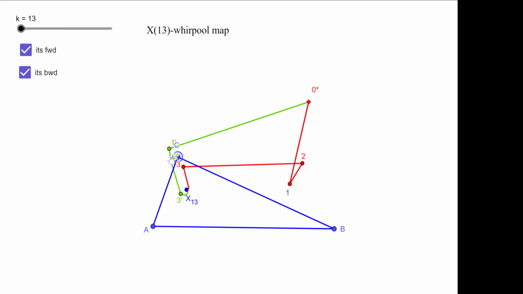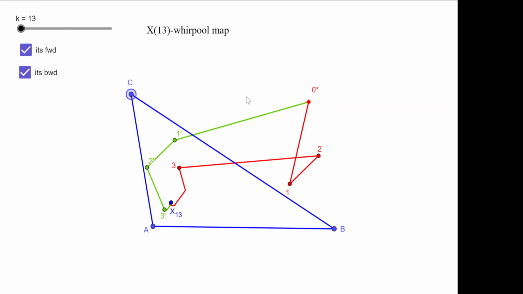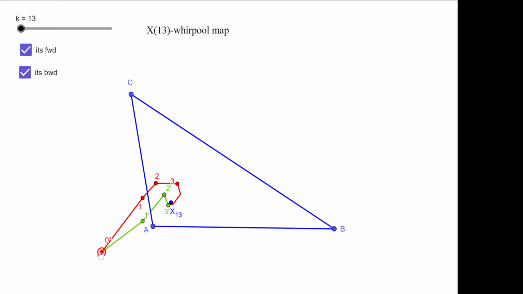So you can see here for any ABC, this is the case. And for any starting location, this is also the case.